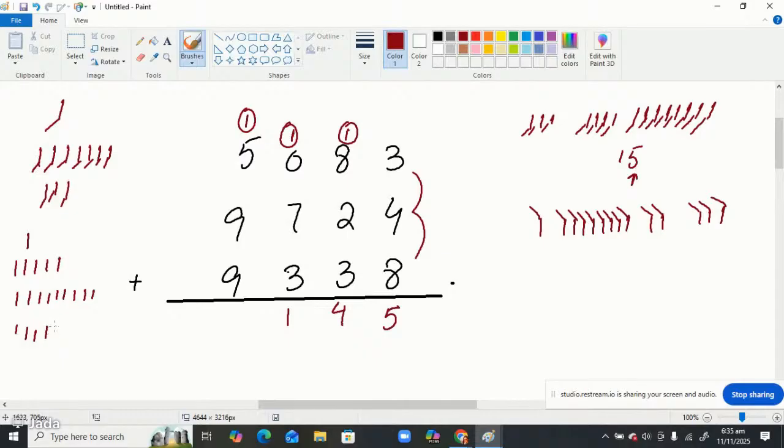You guys also solve it in your notebook. All of it. Now count it all together.